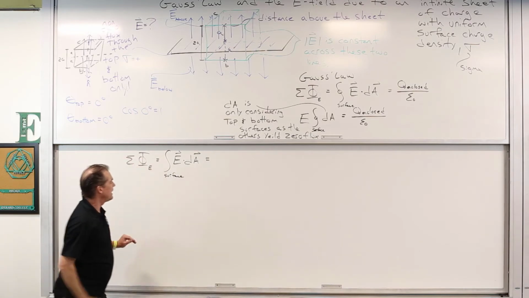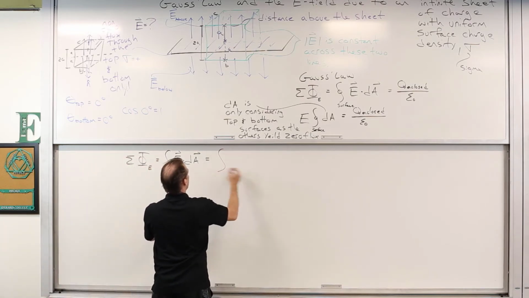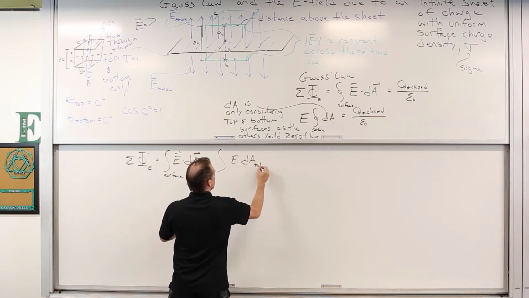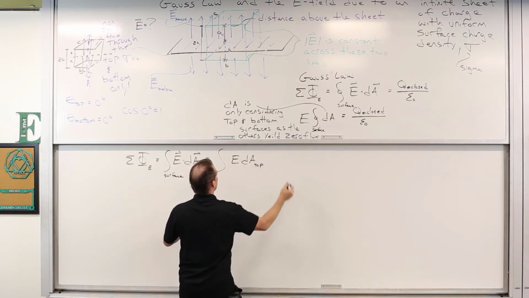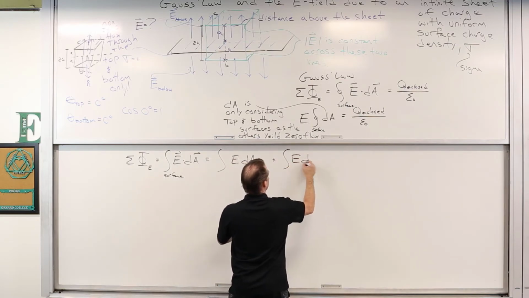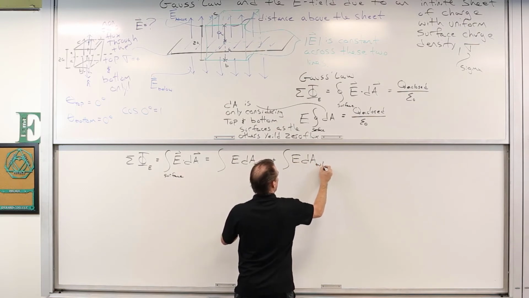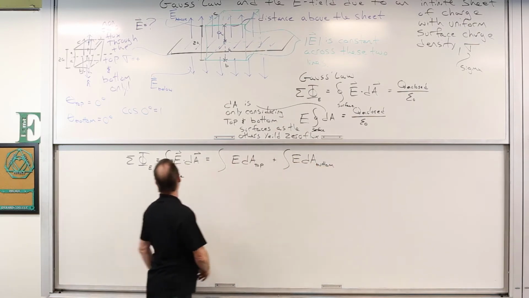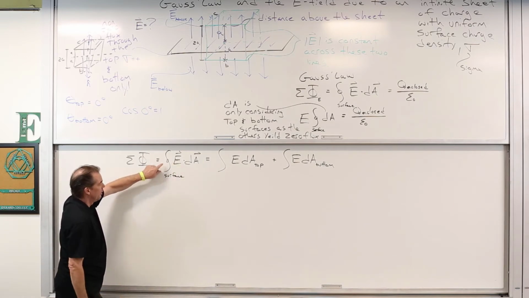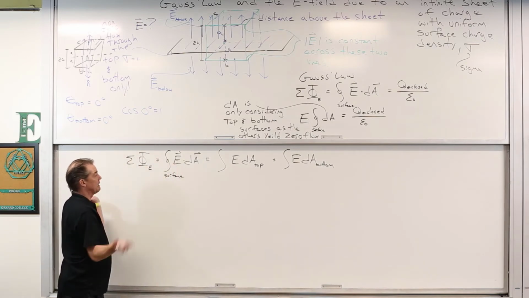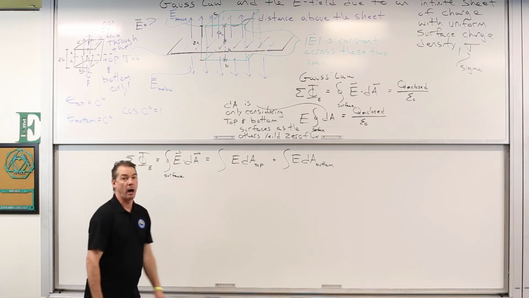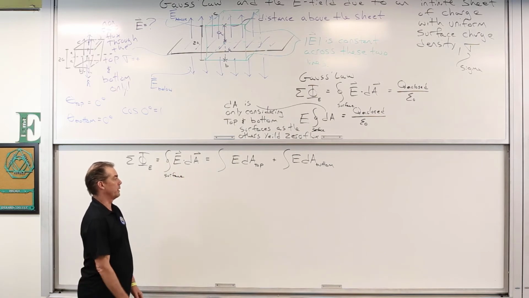So that is going to be equal to the integral of E dA top plus the integral of E dA bottom. That's the closed integral, really, over the entire surface. The sides give us 0 contribution, so the only thing that's left over is the top and the bottom, and the dot product vanishes between them.